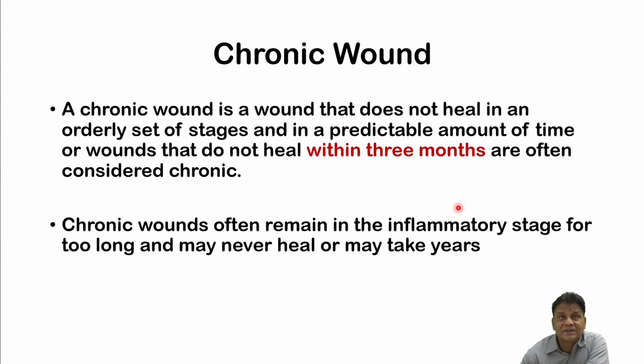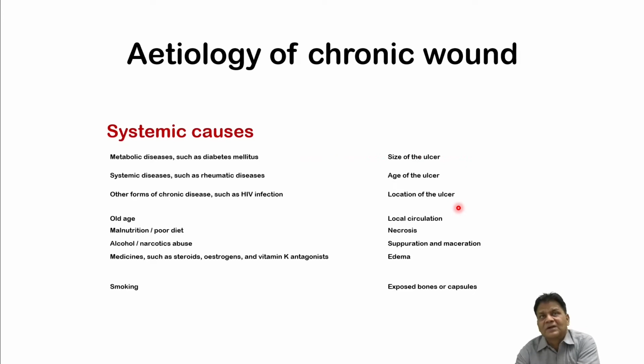You can see a chronic wound is defined as one that does not heal in an orderly set of stages and in a predictable amount of time, or wounds that do not heal within 3 months are often considered chronic wounds. Chronic wounds often remain in the inflammatory stage for too long and may never heal or may take years. So what are the different etiologies?